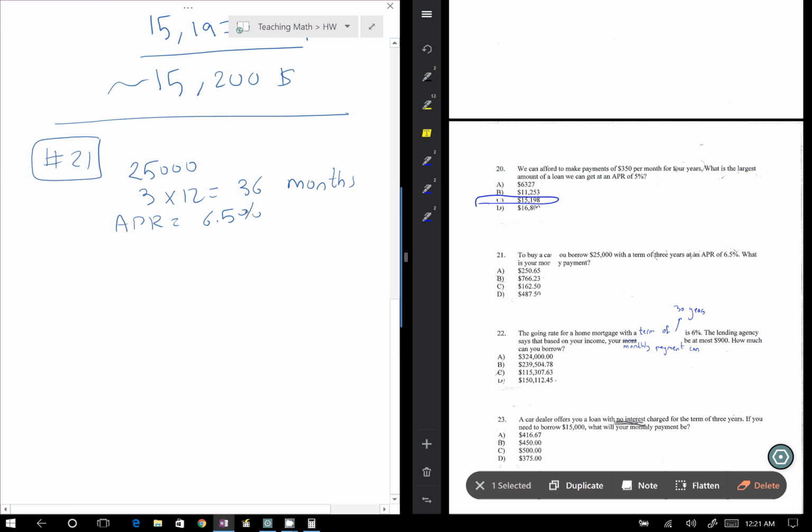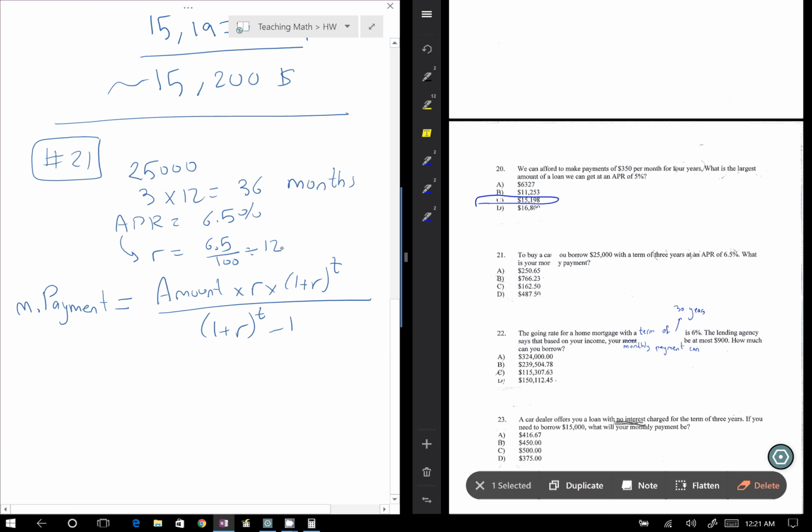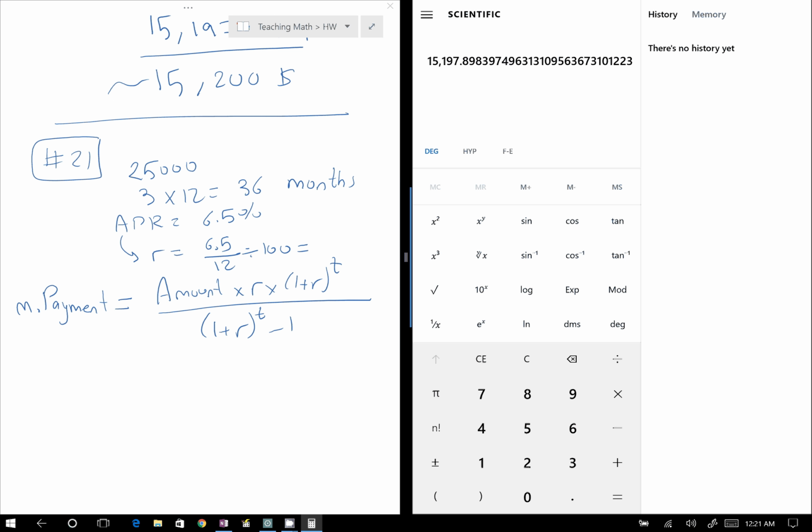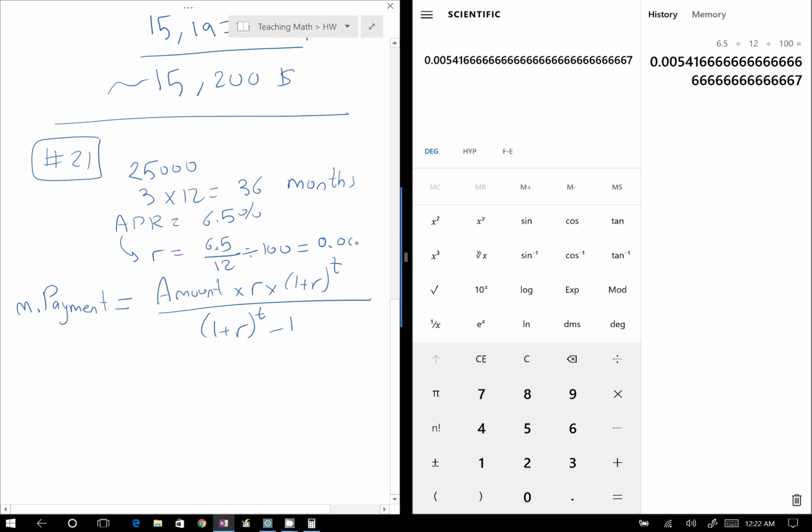That's very straightforward. So monthly payment is equal to amount borrowed multiplied by R multiplied by 1 plus R raised to the power T divided by 1 plus R raised to the power T minus 1. So again, my R is equal to 6.5 divided by 100 divided by 12. It's the same thing. Divided by 12 divided by 100. 6.5 divided by 12 divided by 100. 0.0054.